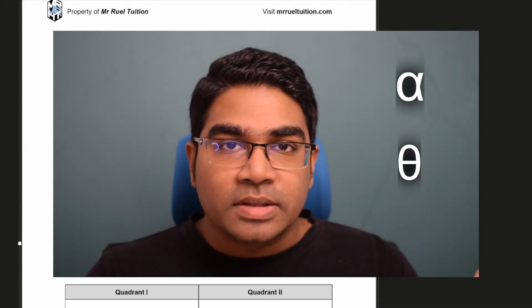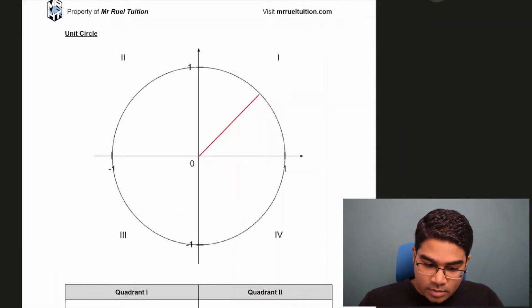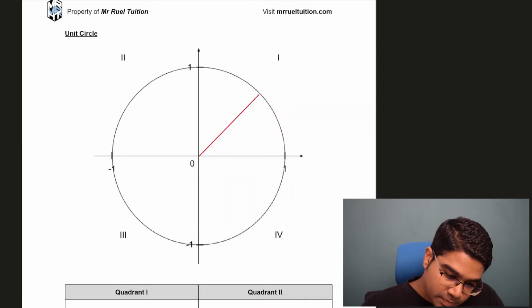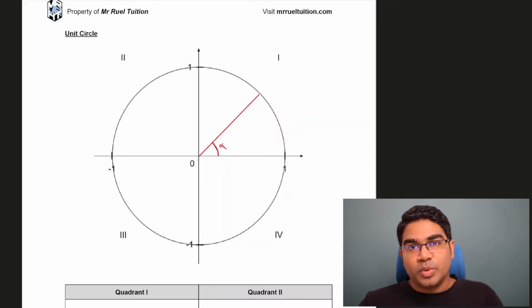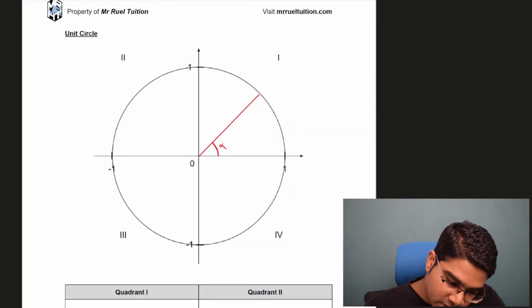So what is alpha and what is theta? Alpha is the acute angle formed between a line in the quadrant and the x-axis, whereas theta is the angle formed between the line and the positive x-axis. Let's say we have a line in the first quadrant. Alpha will be between the line and the x-axis, the acute angle. So this is alpha. Theta is the angle between the positive x-axis and the line.